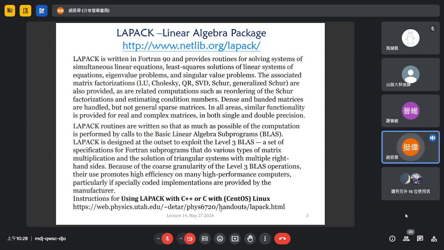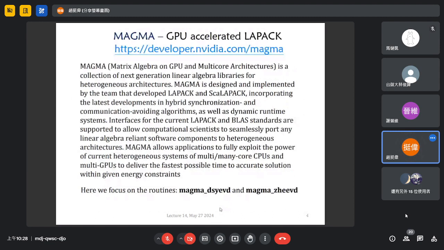For MAGMA, it is a GPU-accelerated LAPACK. MAGMA is the abbreviation of Matrix Algebra on GPU and Multicore Architectures. It makes use of not only the GPU but also all the CPUs; all different kinds of architecture are taken into account. MAGMA is designed and implemented by the team that developed LAPACK and ScaLAPACK.